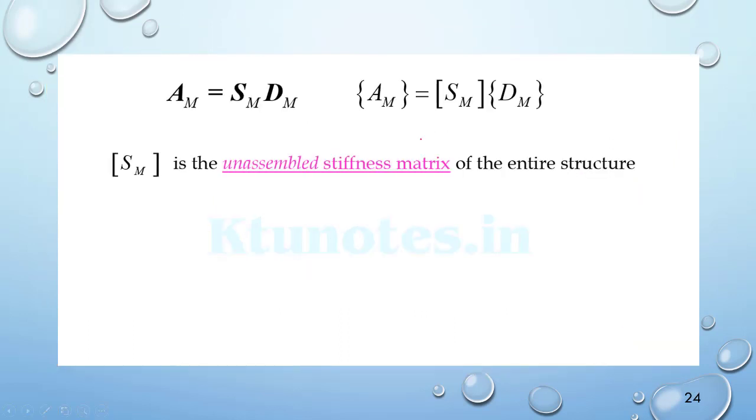So for an individual member, where M stands for the member, in matrix form AM = SM into DM. SM is the unassembled stiffness matrix for the entire structure. It is called so because we are writing the stiffness matrix for an individual member. We want to club it in the proper order to make the stiffness matrix for the entire structure. So currently it is an unassembled stiffness matrix.